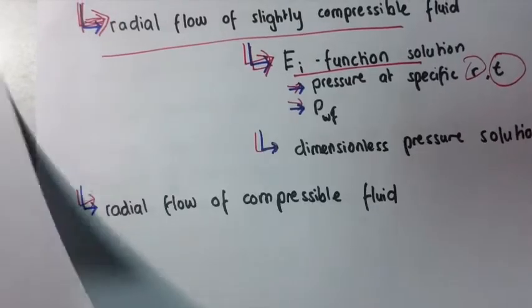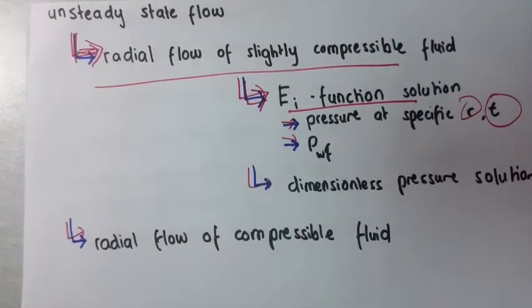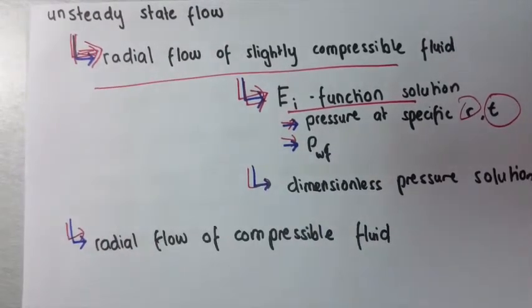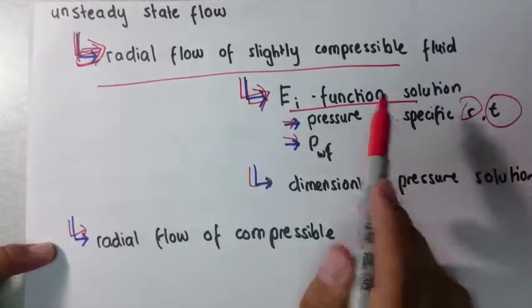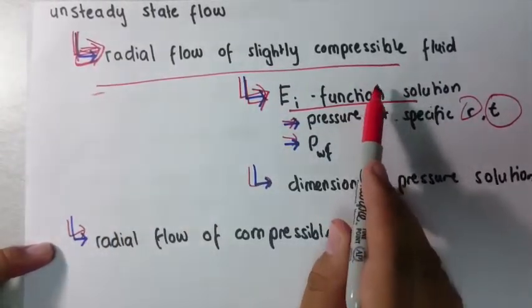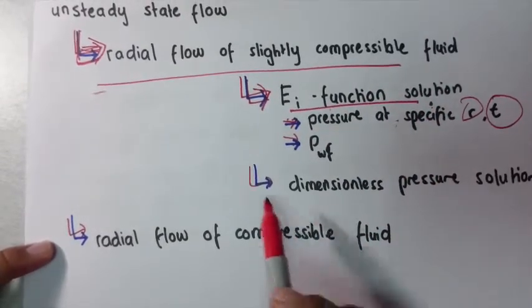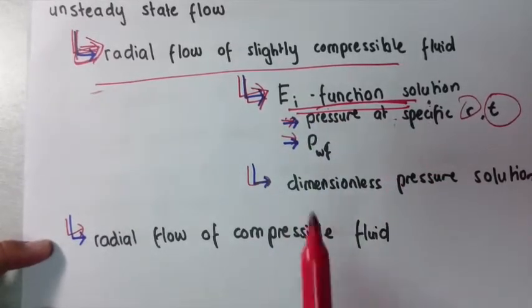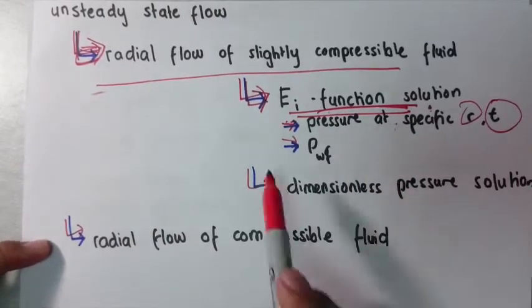Now, the origin of EI function begins from an unsteady state flow. Unsteady state flow is divided into two: radial flow of slightly compressible fluid and radial flow of compressible fluid. But we'll only be looking at this one because we're interested in EI function. And this one is further subdivided into two: EI function solution and dimensionless pressure solution. But we will only be looking at the EI function solution, which we can use to measure the pressure at specific radius and time, as well as to measure the bottom hole pressure.